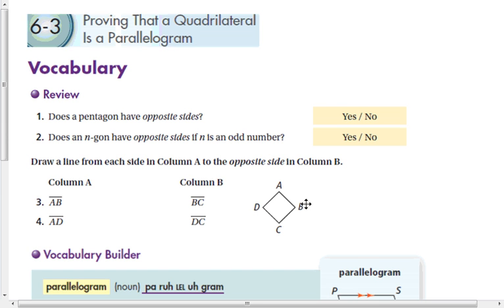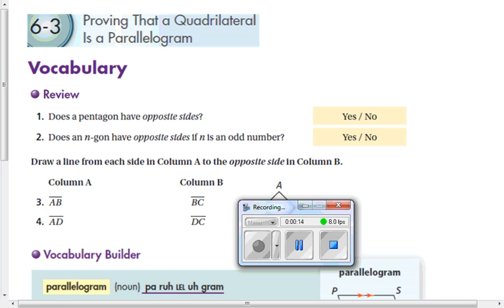Hey students, this is lesson 6.3. In this lesson, we are going to determine whether a quadrilateral is a parallelogram. We'll be learning some different ways we can do that. Go ahead and do the review. I'll check back with you.